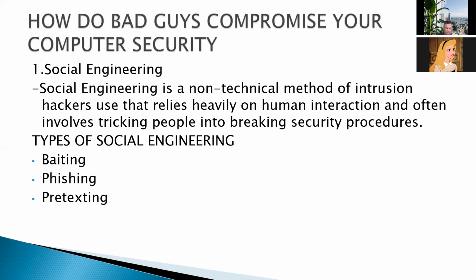How do bad guys compromise your computer security? 1. Social engineering. Social engineering is a non-technical method of intrusion hackers use that relies heavily on human interaction and often involves tricking people into breaking security procedures. Types of social engineering: baiting, phishing, and pretexting.